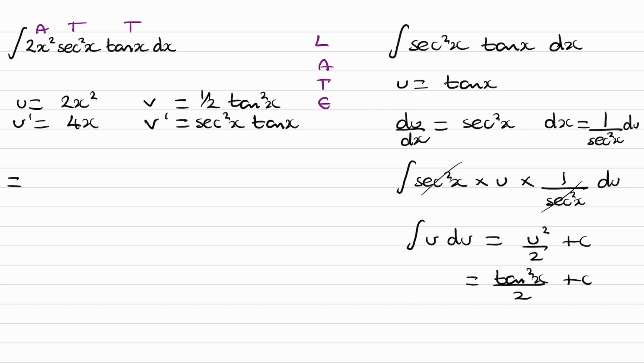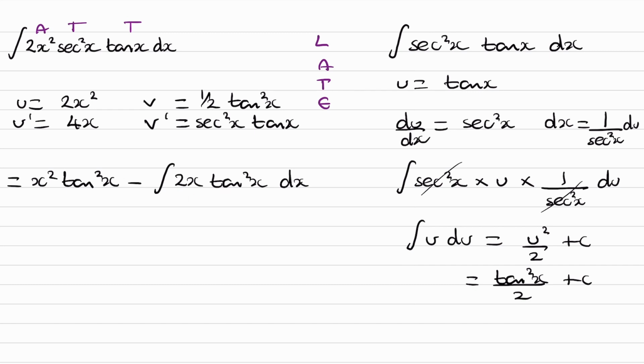So the 2 multiplied by the half would just give 1. And the u times v would just be then x squared tan squared x minus the integral of vu dash. So we have a half and we have 4. Those two things times together to give 2, so this becomes 2x tan squared x dx, and we can use integration by parts again to integrate what we have here.